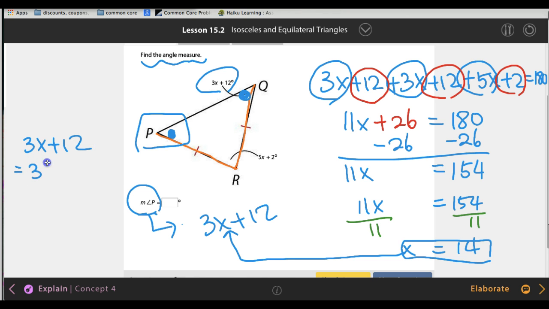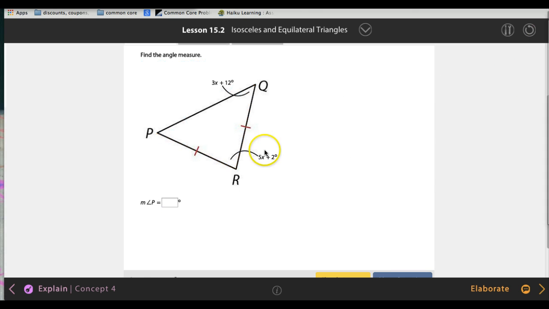So that's 3 times 14 plus 12. 3 times 14 is 42, plus 12. And that gives me 54 degrees. All of a sudden, I'm scared because if you all have the same homework question, I basically did your homework for you. I'm hoping that your digital version gives you a different question. But anyhow, your answer is 54.